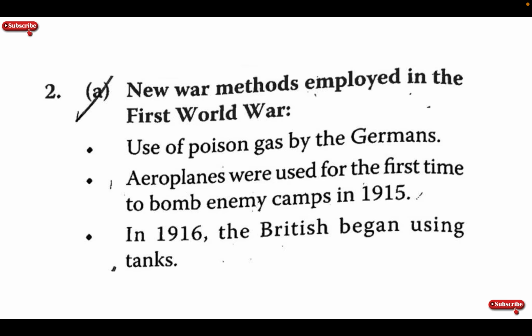Question 2A. New war methods employed in the First World War. Use of poison gas by the Germans. Airplanes were used for the first time to bomb enemy camps in 1915. In 1916, the British began using tanks.